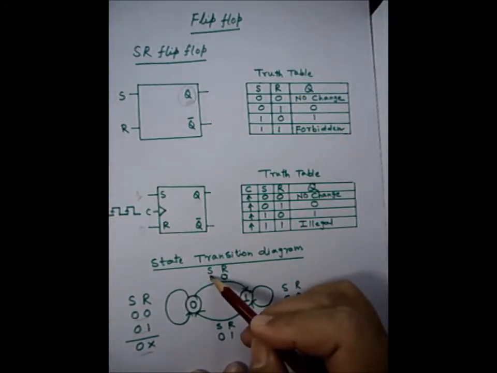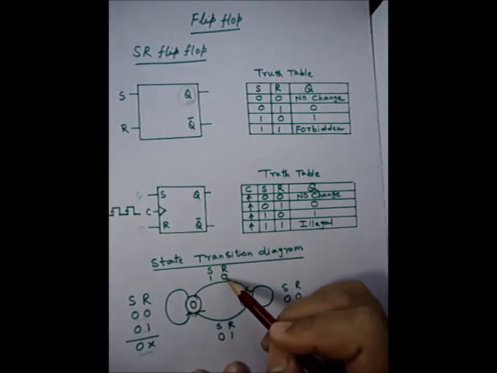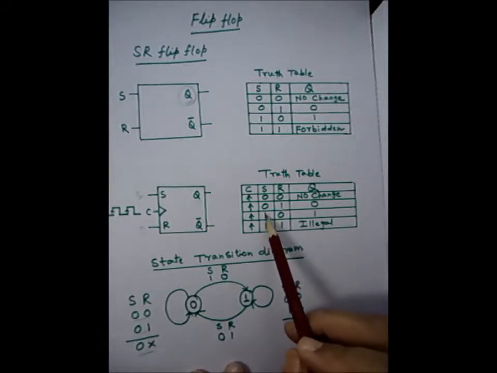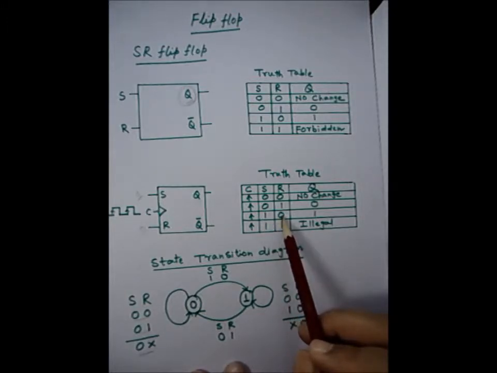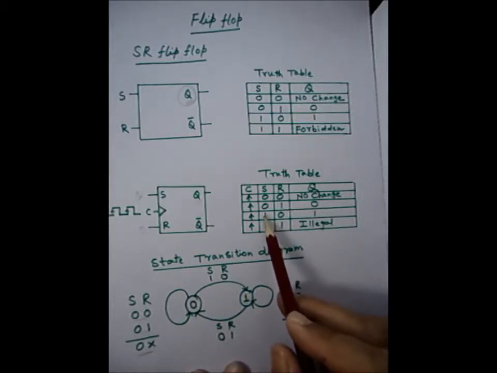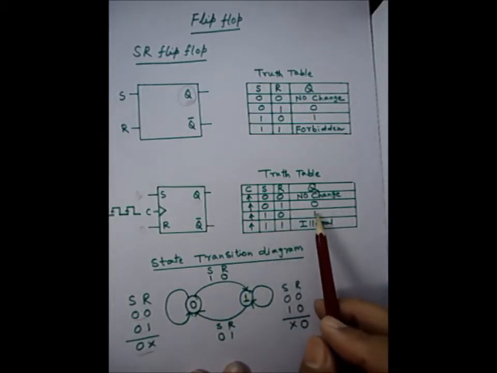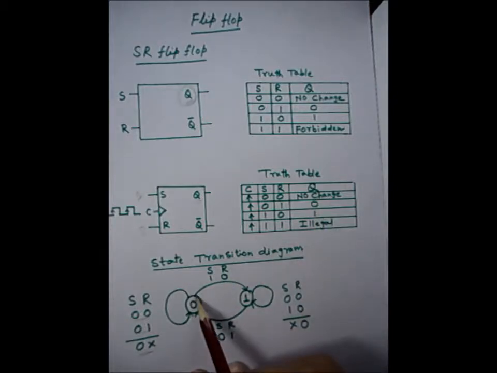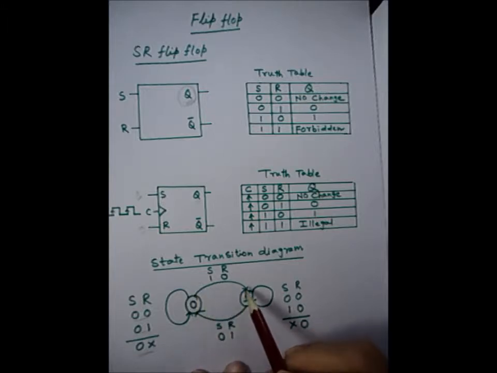As S equal to 1 and R equal to 0, in that case, what happens? If it was previously in the 0 state, it will go to the state 1. As you can see, S equal to 1, R equal to 0, and the output will be 1. Therefore, if it was previously in the 0 state, it will go to the state 1. Therefore, it is indicating that.